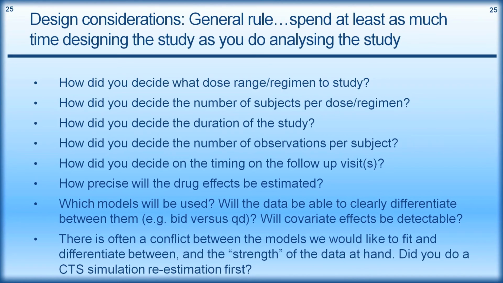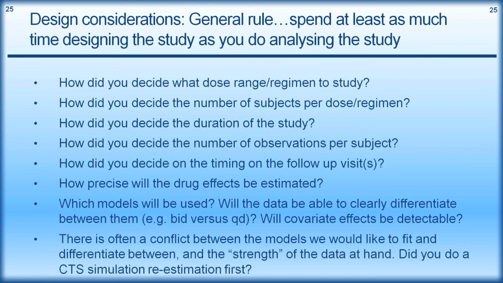I think for the design considerations, as a general rule, spend at least as much time designing a study as you do analysing the study. So for example, how did you decide what dose range or regimen to study? How did you decide the number of subjects per dose and regimen? How did you decide the duration of the study? How did you decide the number of observations? How did you decide the timings of the follow-up visits?